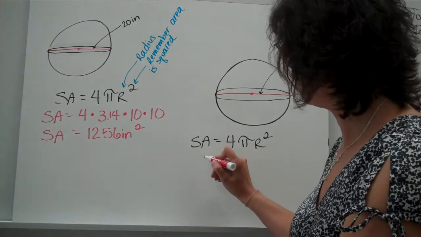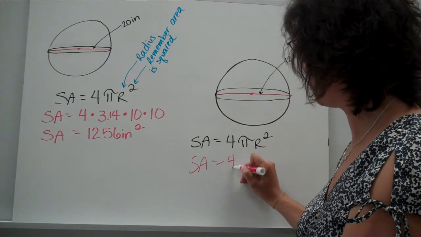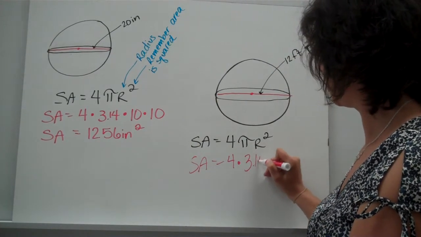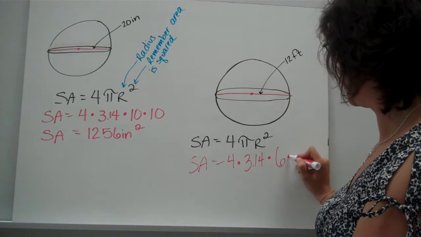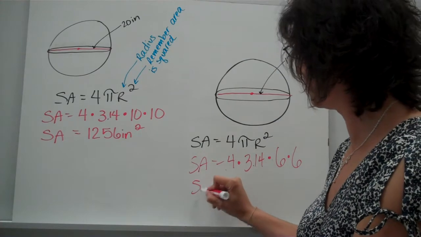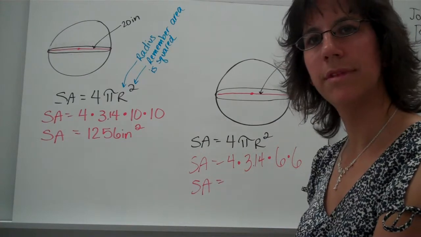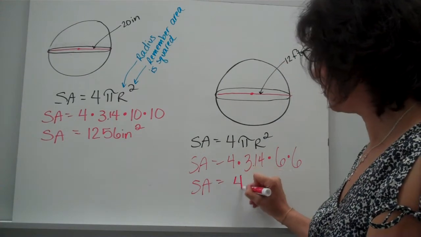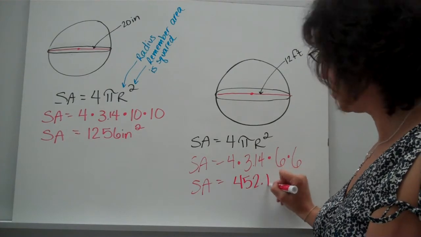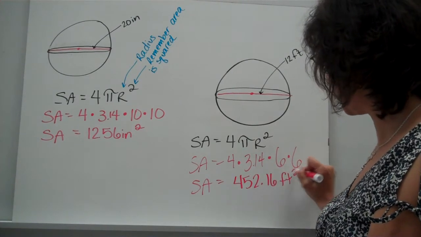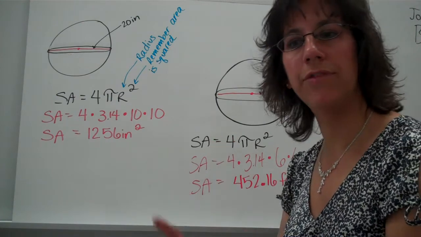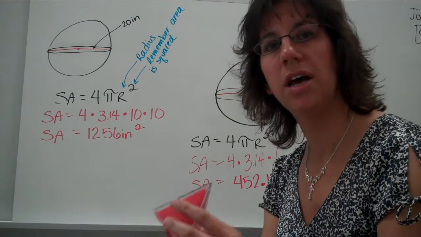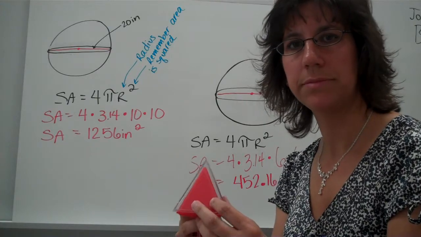Okay, great. For this one, did you get 4 times pi times the radius, which happens to be 6 for this one, times 6 again? When you multiply all that out, you get 452.16 feet squared. Remember, we're doing area for each one of these three-dimensional shapes, so it's always going to be squared.